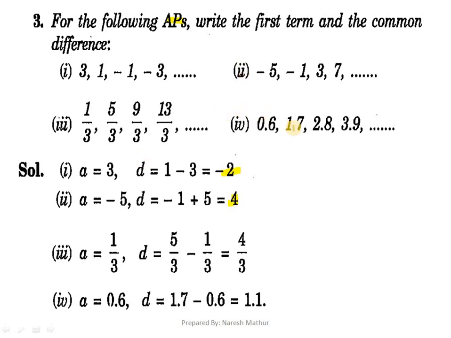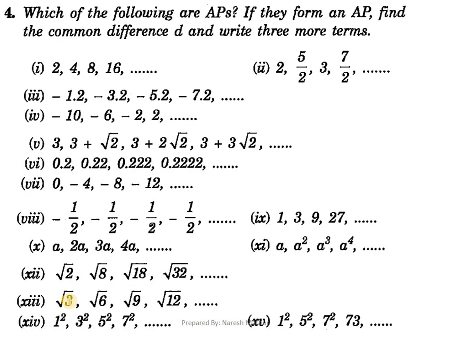Same process for the last one, 0.6, 1.7. We can clearly see that the difference is 1.1. Just subtract 0.6 from 1.7. We get the common difference, and the first term is already given. I think these questions are quite easy.